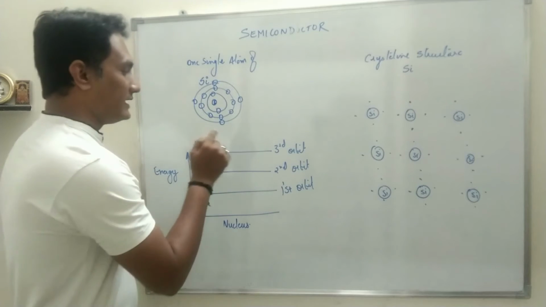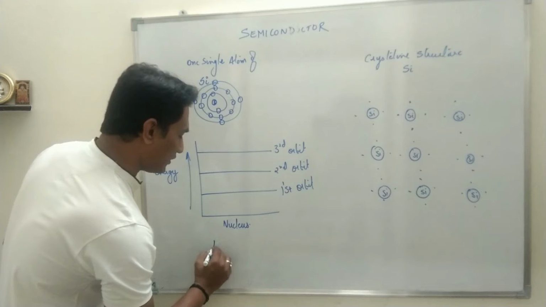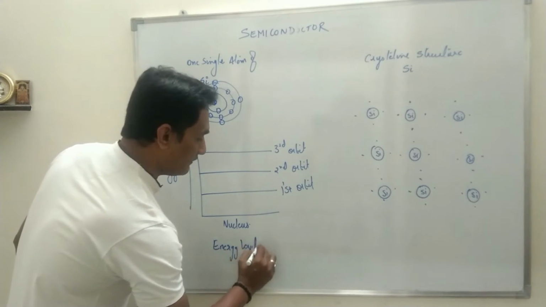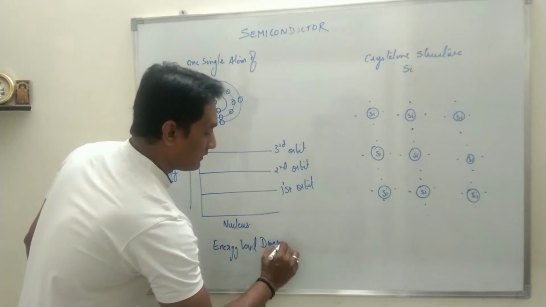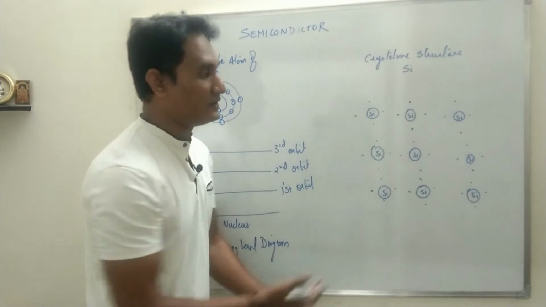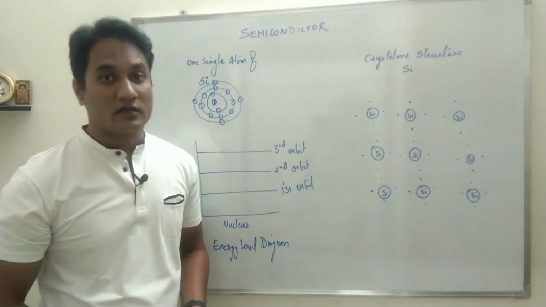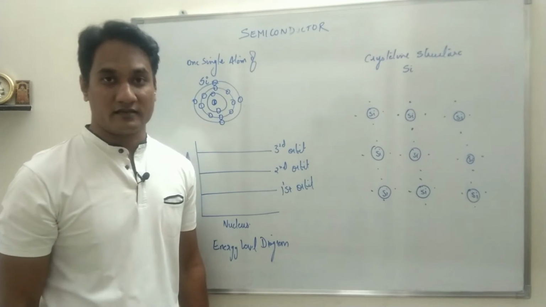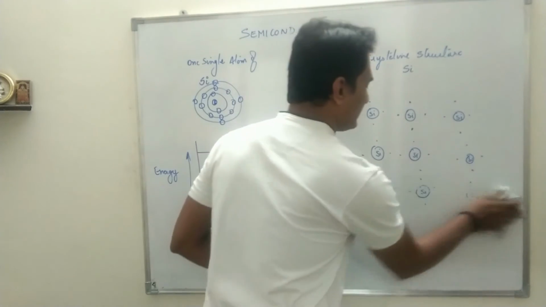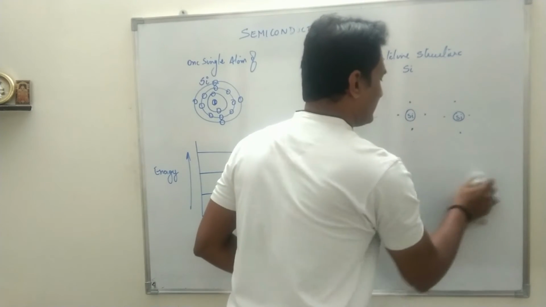diagram. The diagram which I explained with respect to one single atom of silicon was the energy level diagram. And now, when a large amount of silicon atoms are brought together, the electrons will not have one single energy level. They will have a range of energy levels, and that range of energy levels is called the energy band diagram.